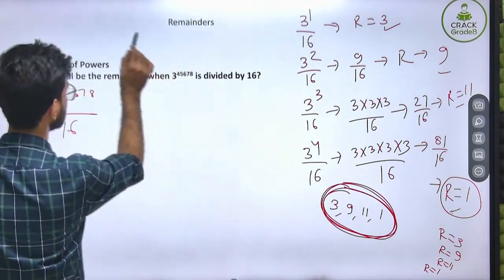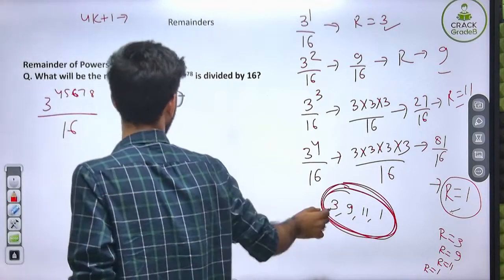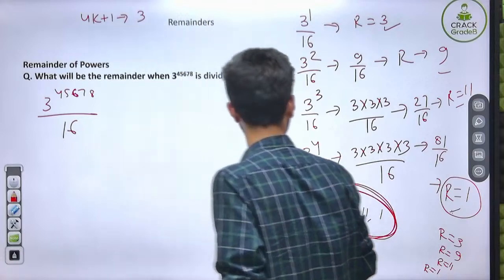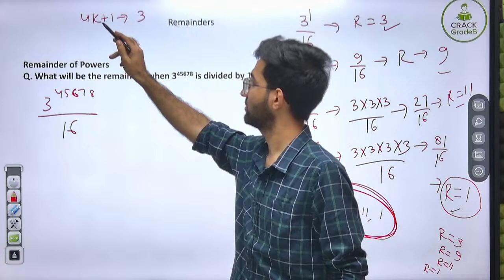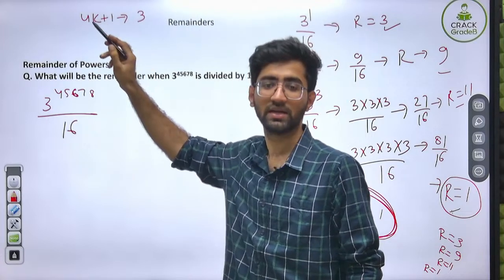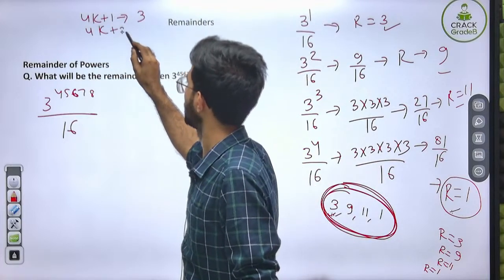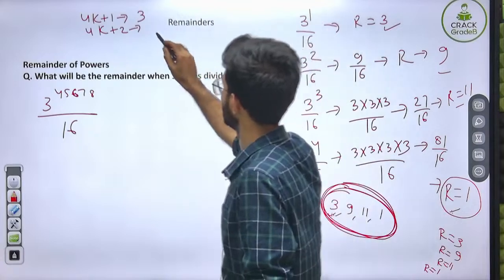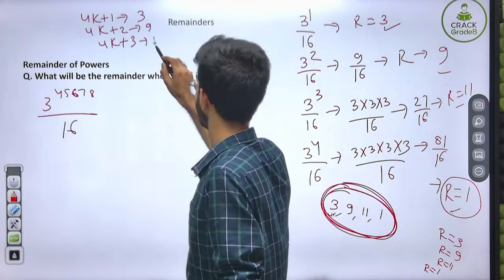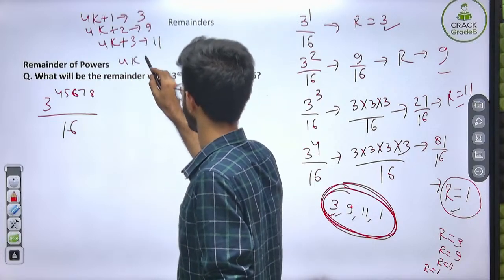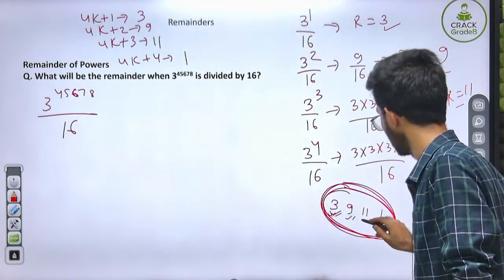So basically you can say if the power is 4k plus 1, the remainder is 3. See, if you put the value of k as 0, you will get power 1, right? That's why we have written in the form of 4k plus 1. When the power is 4k plus 2, then the remainder is 9. When the power is 4k plus 3, remainder is equal to 11. When the power is 4k plus 4, the remainder is equal to 1.